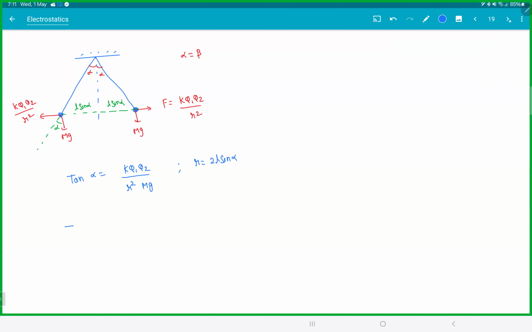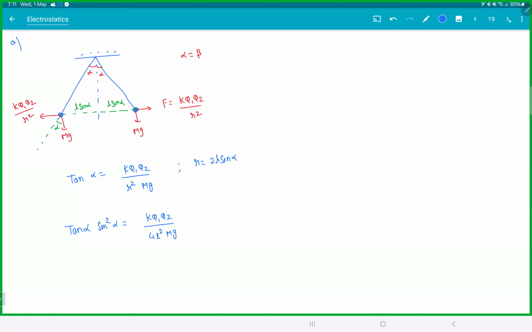I don't think you'll get a good equation. You'll get tan alpha sine square alpha is K Q1 Q2 by 4 L square mg. So we need to simplify the tan alpha sine alpha. That's fine. We can leave it there. If options are given, substitute and check it out. That will be the best thing to do. Simplifying it becomes more of a maths question. So the first one is easy.